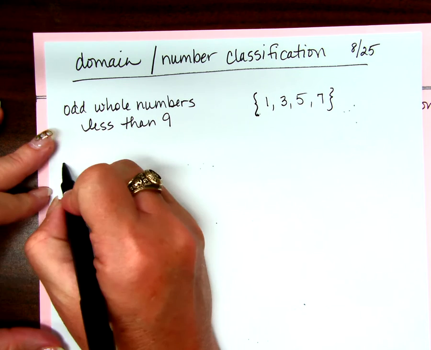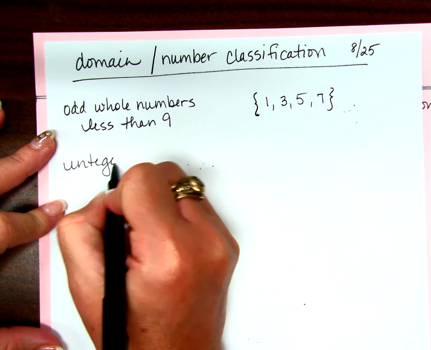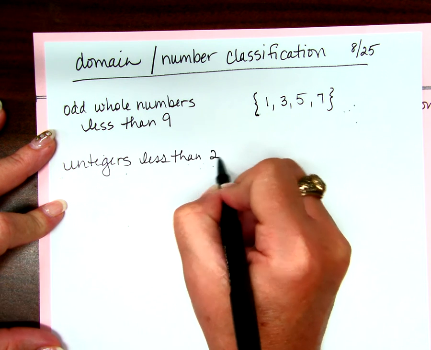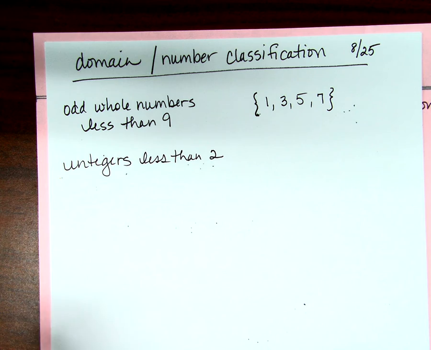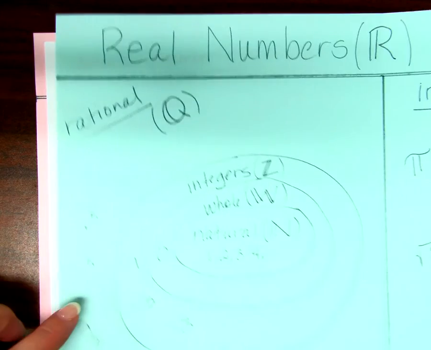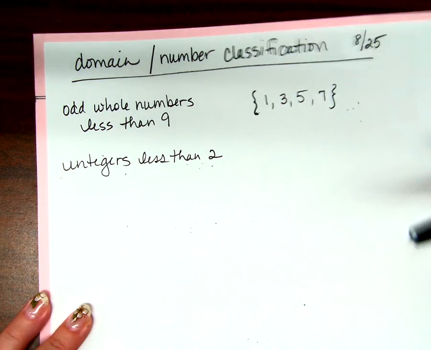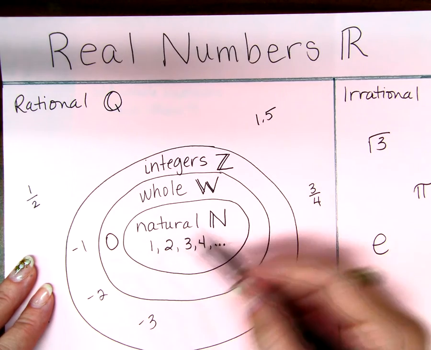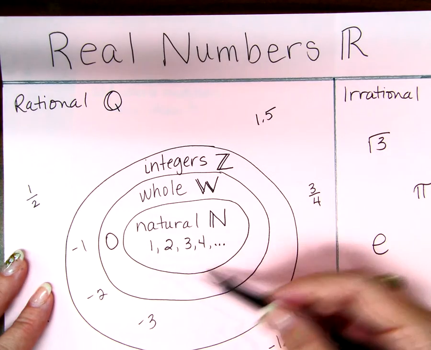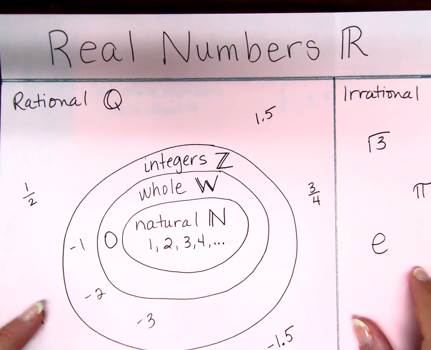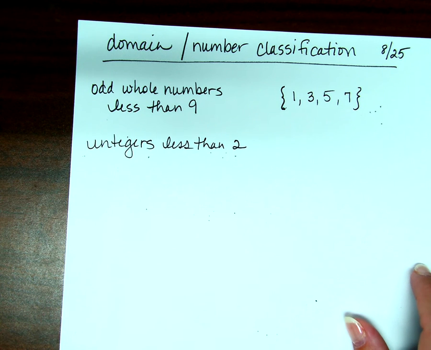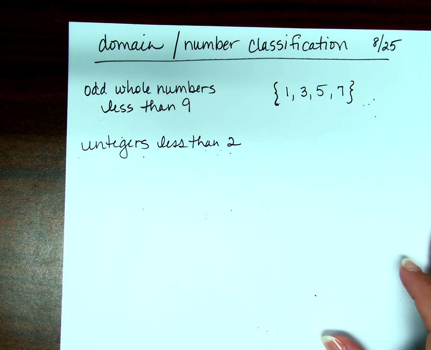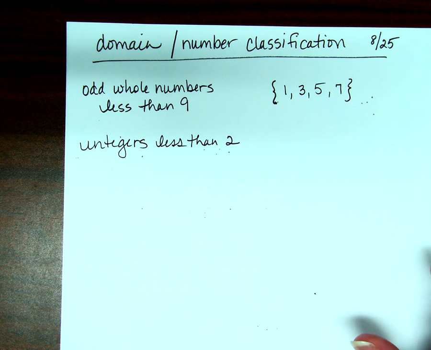What about integers less than 2? Integers, that's the wrong one. Integers are all the numbers included in this circle plus all the inner numbers. So what are the integers less than 2? 1, 0, -1, -2.